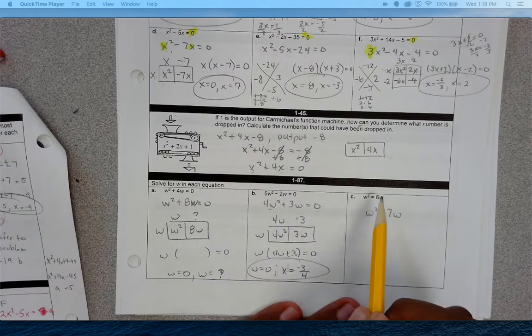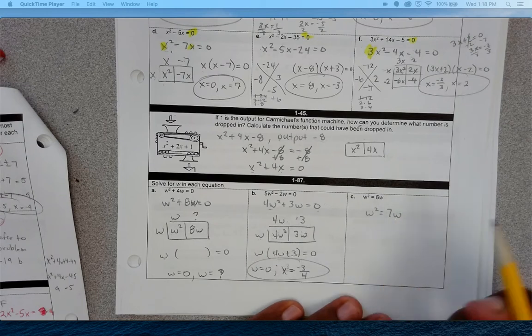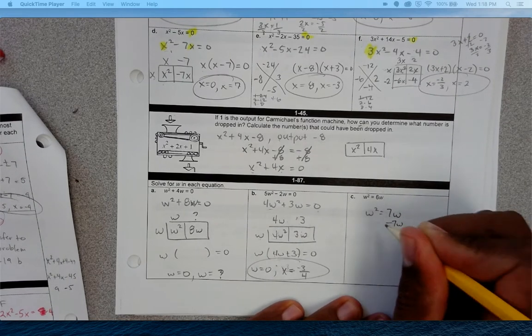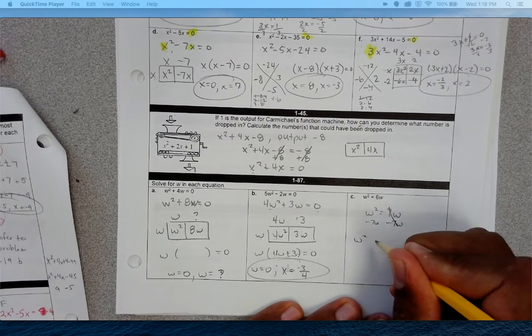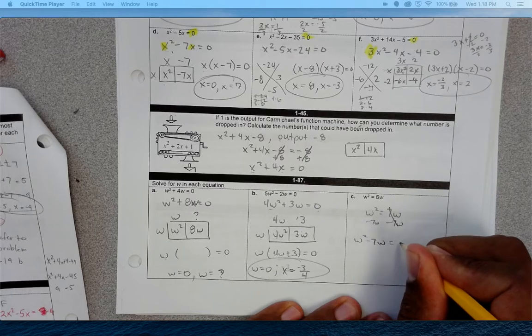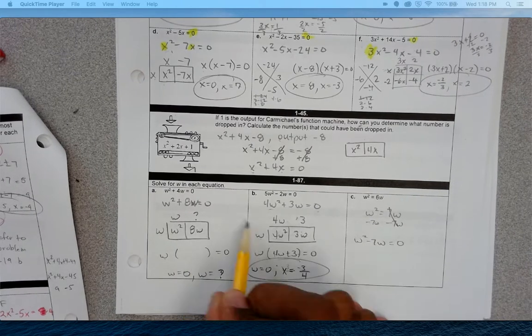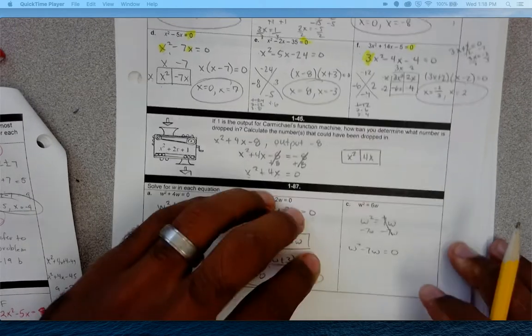Okay, so now again, let's go back to this one. Remember that everything has to equal 0, right? But it's not equal to 0, so we need to get that term on the other side of the equation, especially because it has a w. So what I want to do is just subtract it from both sides because it's positive. So now I have w squared minus 7w equals 0. And now you can just solve it like you did the other ones here. Okay?